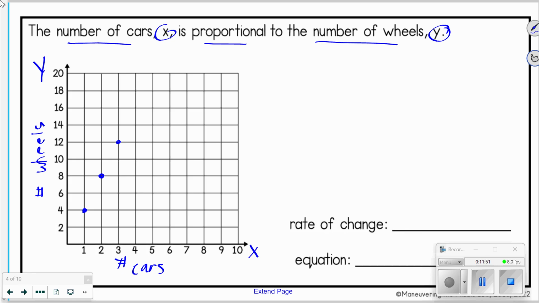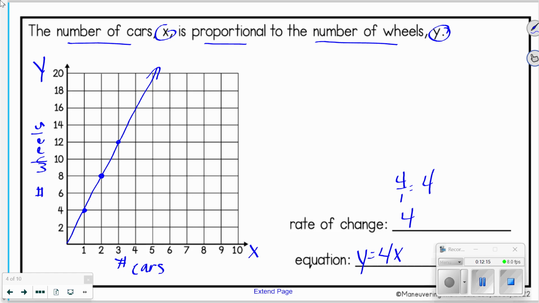Okay, again, once I've got 3, now I can draw my line. So I know it's going right up through here. Make sure you put your arrow at the end. What is my rate of change? I can pick any of my points. I'm going to go with the first one. It's 4 over 1, which equals 4. So my rate of change is 4. My equation, y equals 4x. Hopefully, honestly, I hope this is really easy peasy.